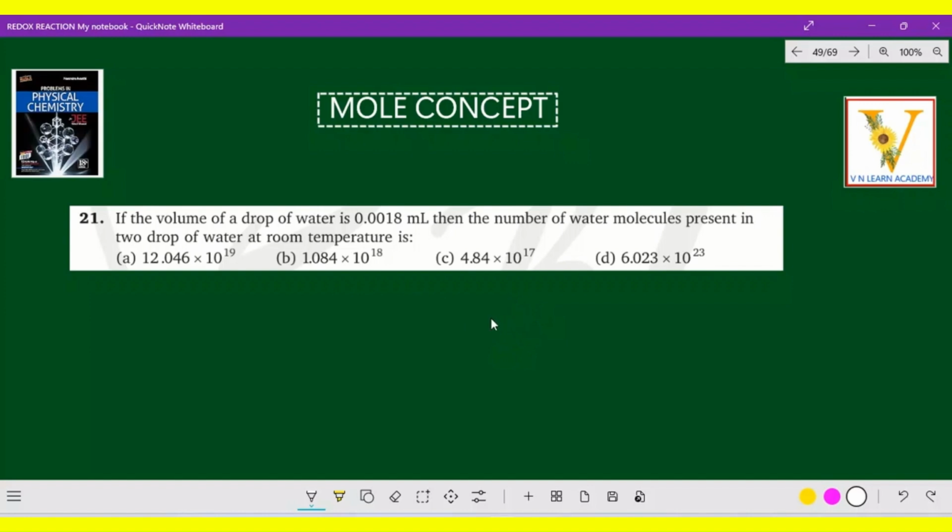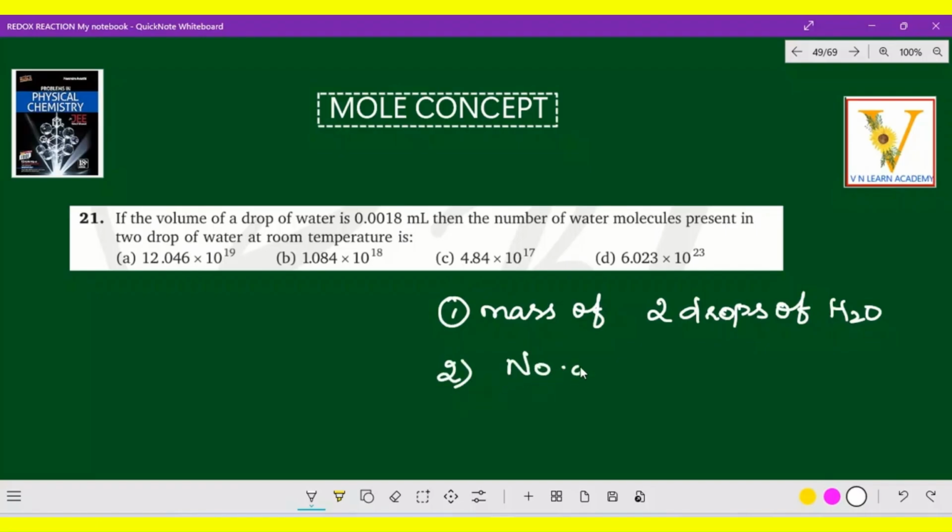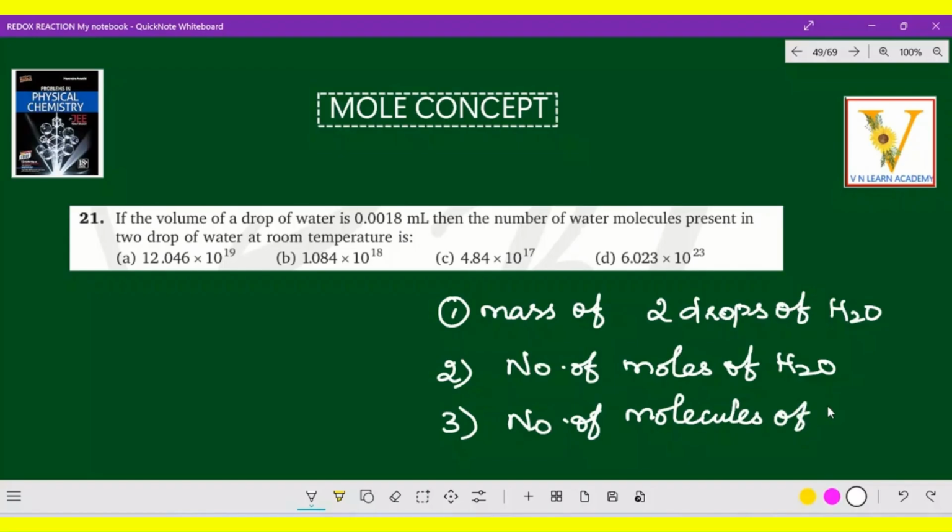So what are the 3 main steps? First and foremost, you have to identify the mass of water, that is, the mass of 2 drops of water. Once you identify the mass, you will come to know the second step, the number of moles of water. And then the third one: if you find the moles, you can find the number of molecules of water.